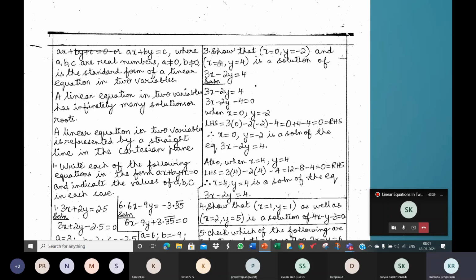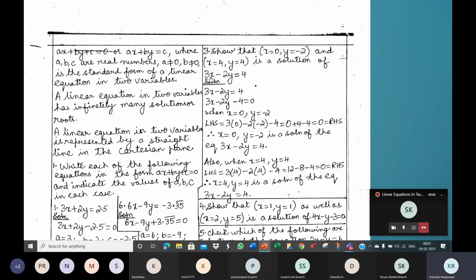There's another point with the address 4, 4. X is equal to 4, y is equal to 4. That is the address of a point on the line: the x coordinate and the y coordinate. 0, -2. So you must show that these 2 points, 0, -2 and 4, 4, lie on that straight line.